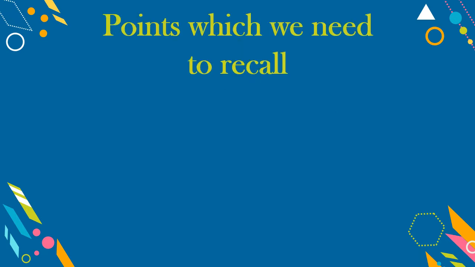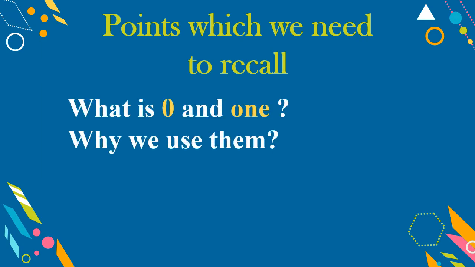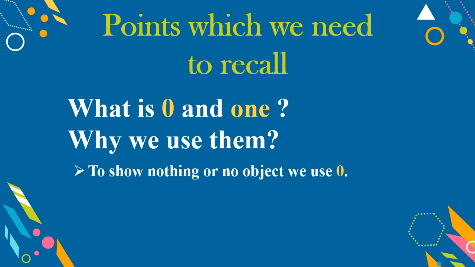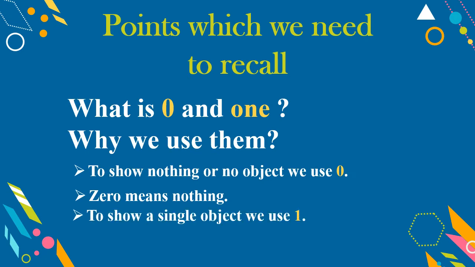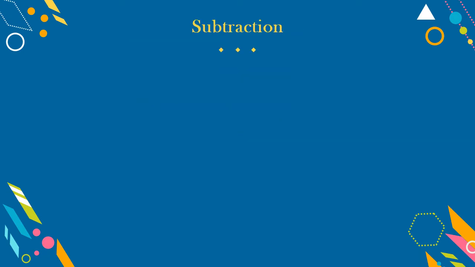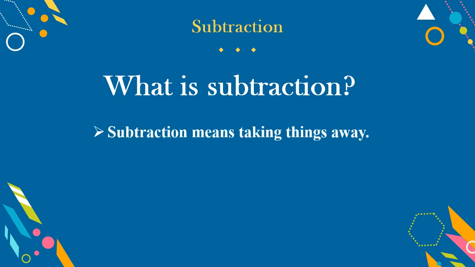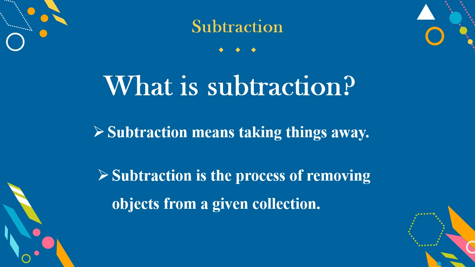We should recall some important points from our previous lecture. What is 0 and 1? Why do we use them? Do you remember? Yes. To show nothing or no object, we use 0. 0 means nothing. To show a single object, we use 1. What is subtraction? Subtraction means taking things away. Subtraction is the process of removing objects from a given collection.